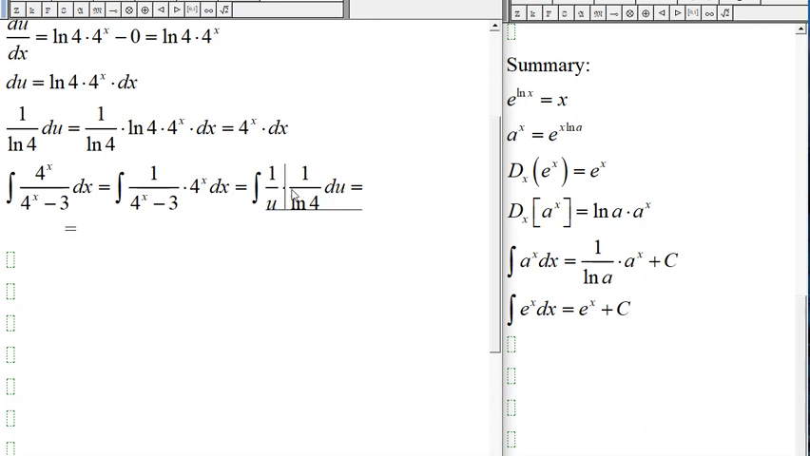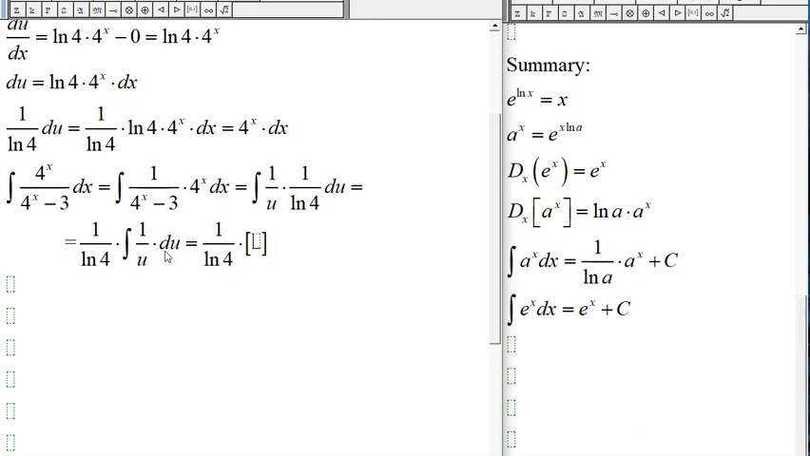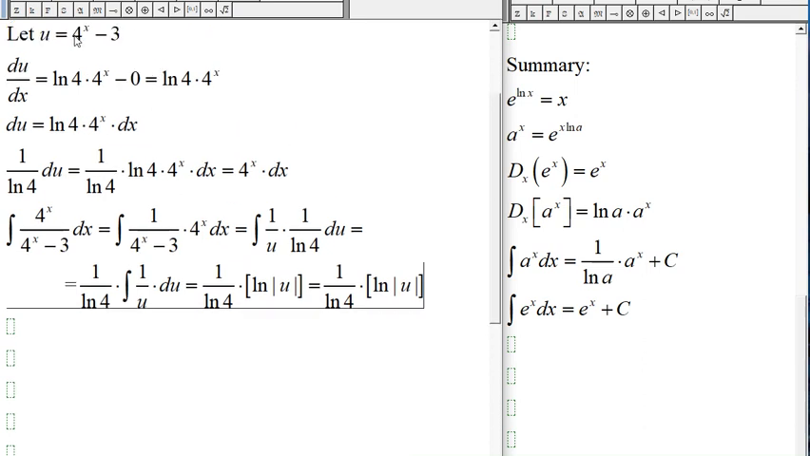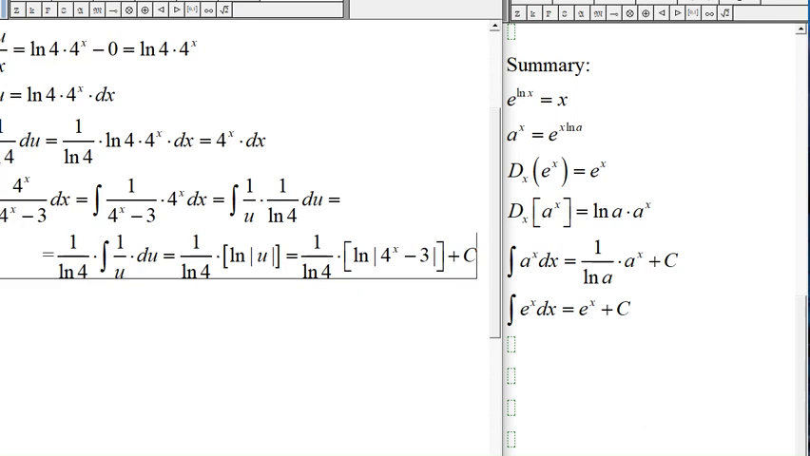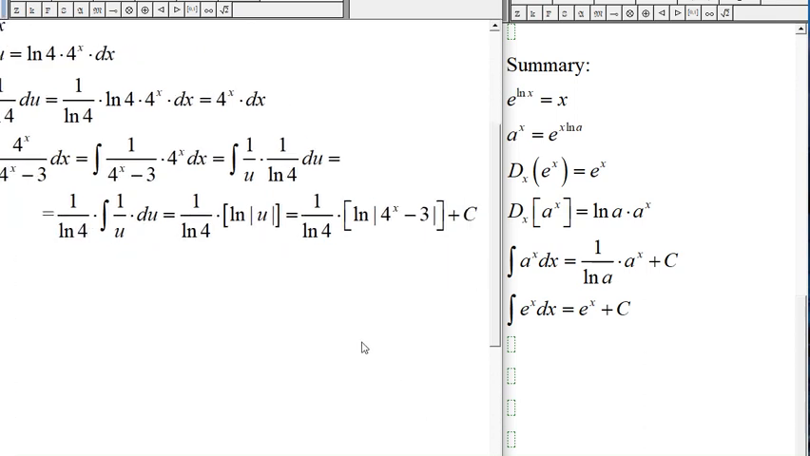And so this becomes 1 over ln 4, a multiplication constant, so we can move it and place it in front of the integral sign. The antiderivative of 1 over u is ln of the absolute value of u. So this will equal 1 over ln 4 times ln of the absolute value of u, and then u is 4 to the x minus 3. And then plus c. And this is the answer.